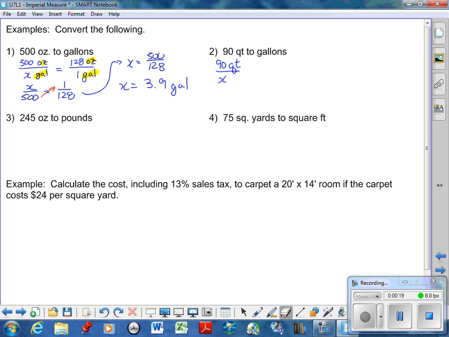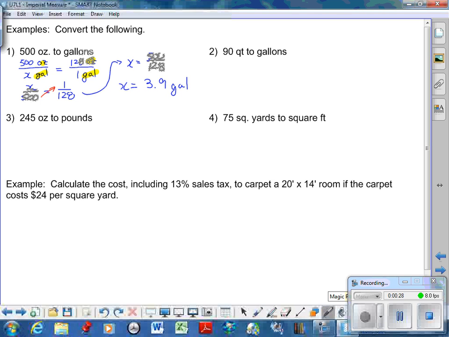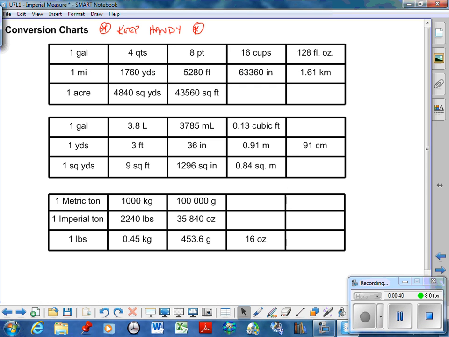You know what? If you start getting smart about this, let's talk about this. I actually want the variable on top, right? So why am I putting the variable on the bottom? That's just being ridiculous. So how many gallons? X gallons over 90 quarts equals. So now I have to go back to that chart, and I got to find gallons and quarts. So going back here, finding my gallons and quarts. Let's see here. So here's gallons, and here's quarts.